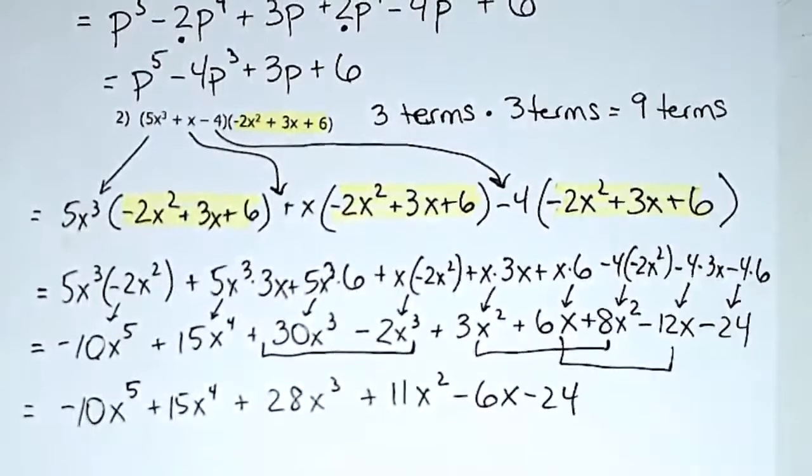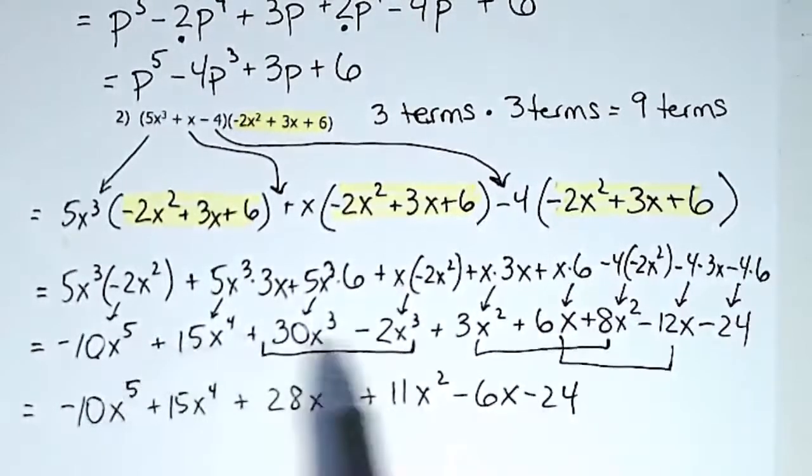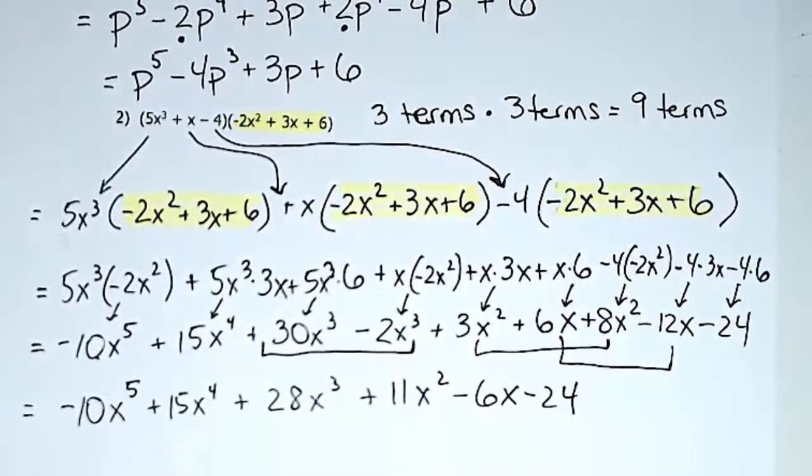Now, after you combine like terms, of course, you will no longer have 9 terms, because when you combine like terms, you reduce the number of terms. But that's it. I think that's correct. If it's not, as I said, send a very angry letter to the White House. I'm sure they'll get back to me.